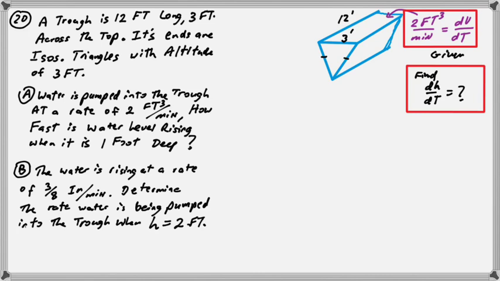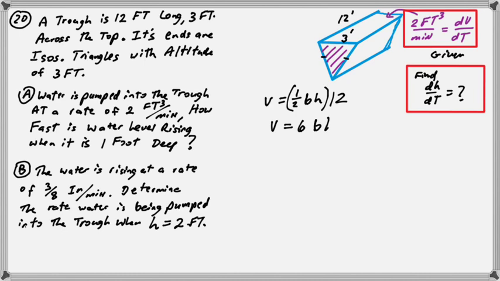The volume of a prism like this is the area of the side times 12. So what type of shape do I have? It's a triangle. Half base times height times 12. So the volume is going to be 6 base times height.